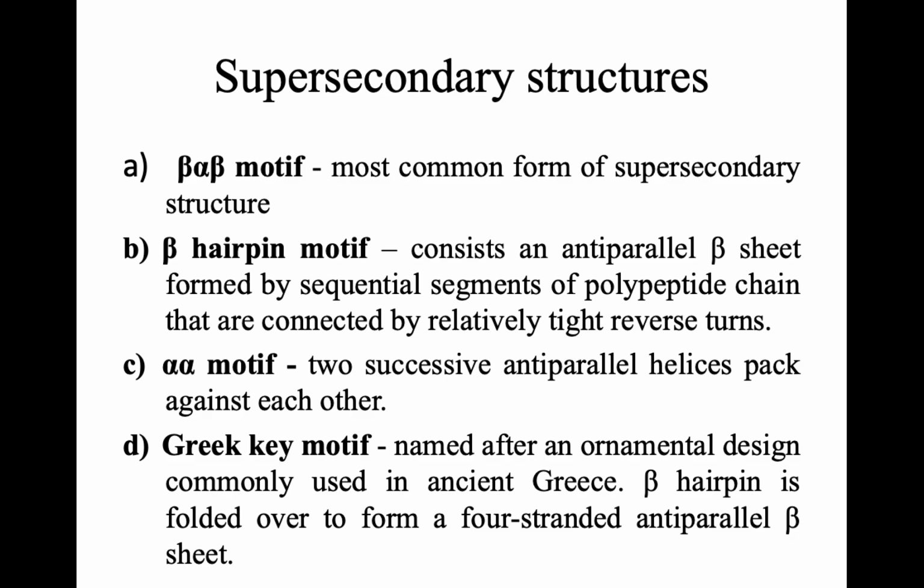And one more is the beta hairpin motif, which consists of antiparallel beta sheets connected with the help of tight reverse turns. And one more is the alpha alpha motif, and in this case two successive antiparallel helices are joined. And one more is the Greek key motif, named after the ornamental design commonly used in ancient Greece. Here the beta hairpin is folded over to form a four-stranded antiparallel beta sheet.